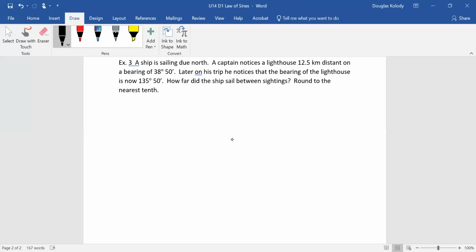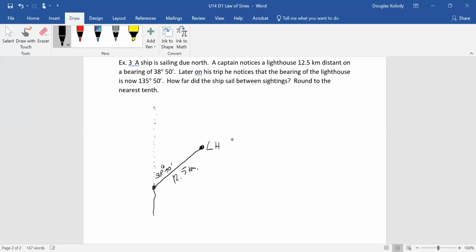A ship is sailing north. And as he's sailing north, he notices, let's just say he's right there. He notices a lighthouse. There's the lighthouse. And I'm going to continue this triangle right here. Here's north path. The lighthouse is 12.5 kilometers away. By the way, kudos to this captain. He knows exactly how far it is away. And on an exact bearing of 38 degrees and 50 minutes.